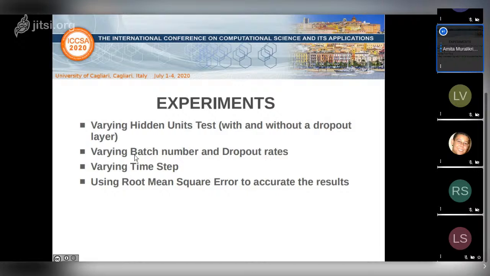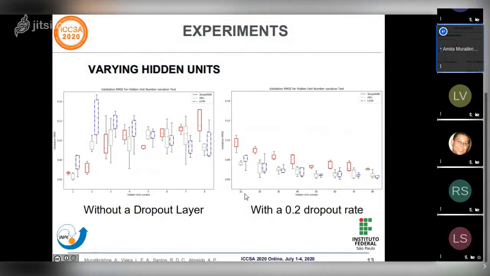In the experiments we did for each net architecture, we varied the number of hidden units, with and without a dropout layer. We varied also the batch number and the dropout rates. We varied also the time step. And for all the measurements, we use the root mean square error to evaluate the results.